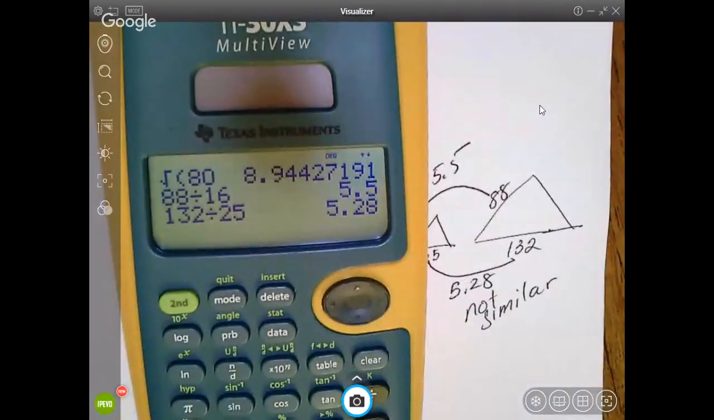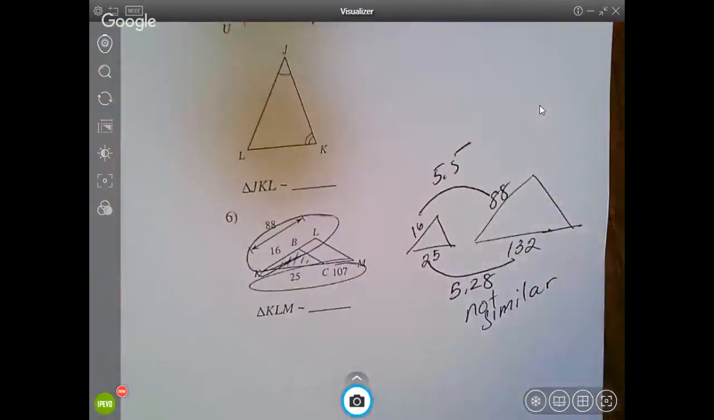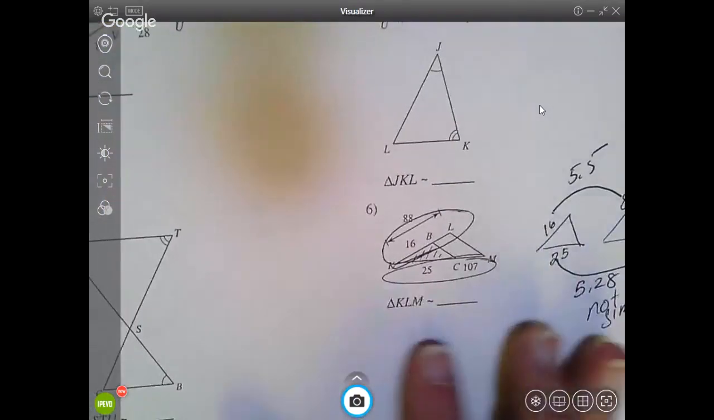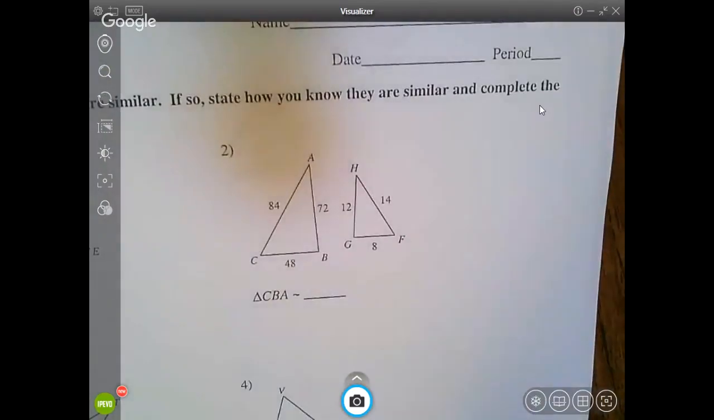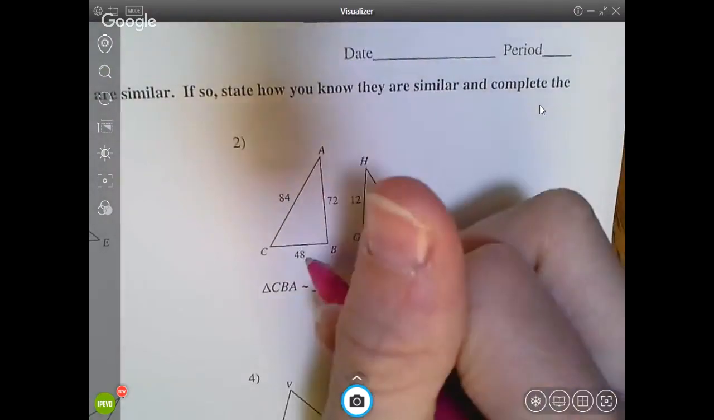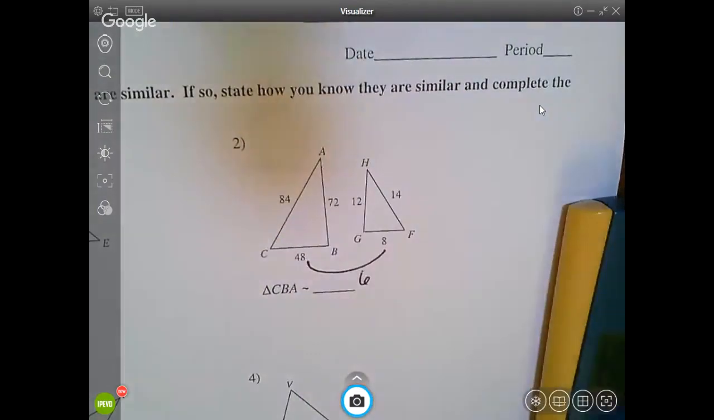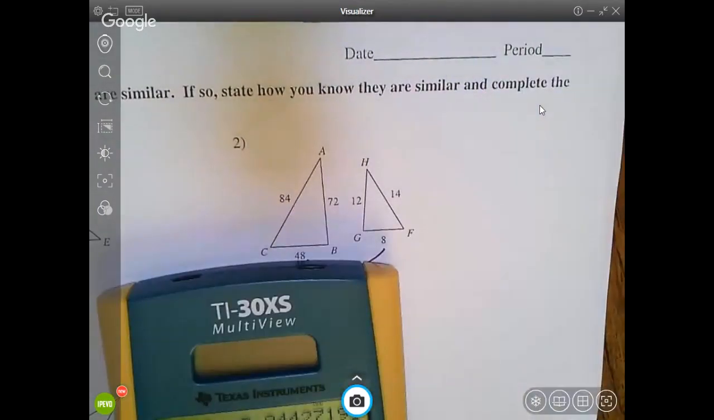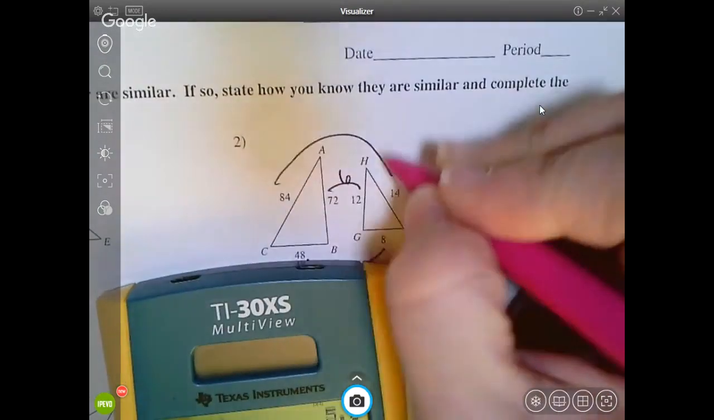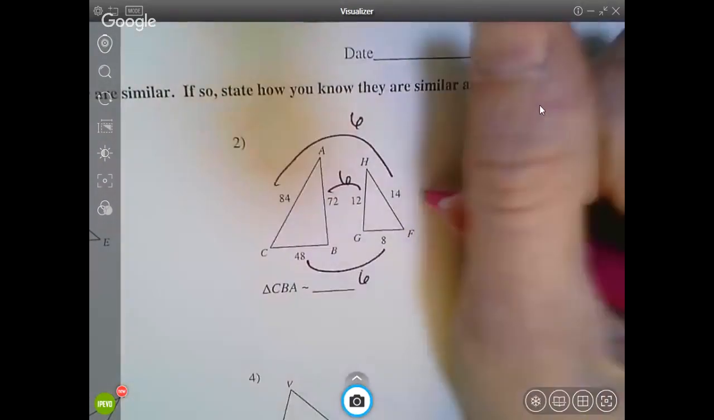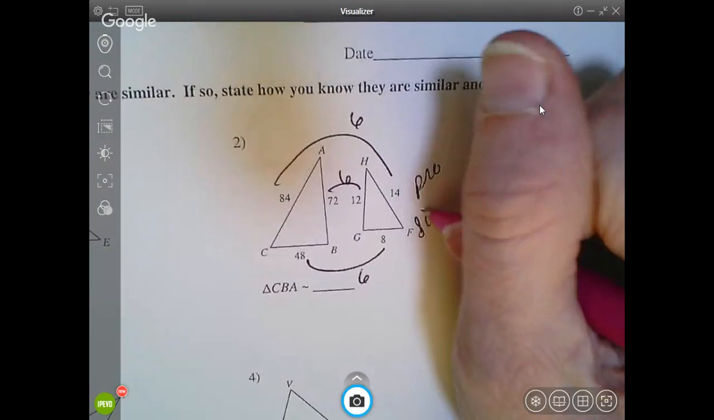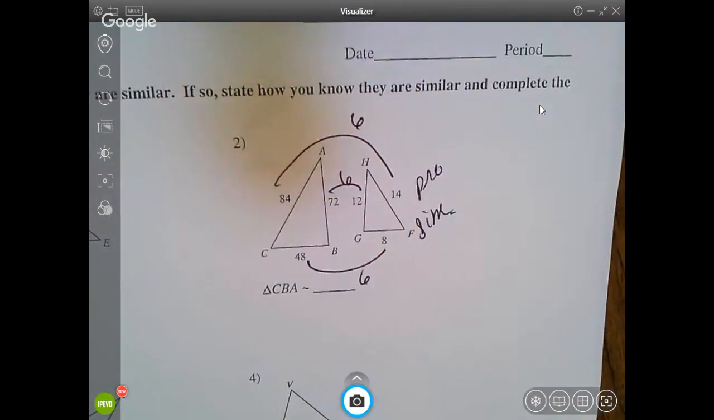So how would it be if it was similar? They would both be the same number? They would have the same ratios. Okay. So like up here, if I do 48 divided by 8, I'm going to get 6. If I do 72 divided by 12, I get 6. And if I do 84 divided by 14, I get 6. So in this case, they're proportional, so they're similar.